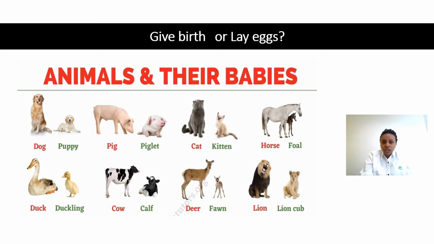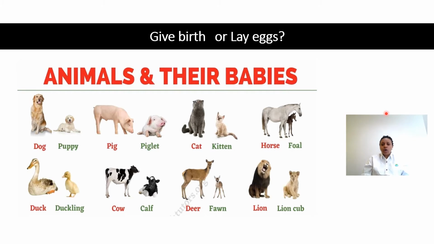Okay, so here we have examples of animals and their babies. And what we learned earlier, it also is their young. So we have a dog and a puppy. We have a pig and a piglet, a cat and a kitten, a horse and a foal, a duck and a duckling, a cow and a calf, a deer and a fawn, a lion and a lion cub.